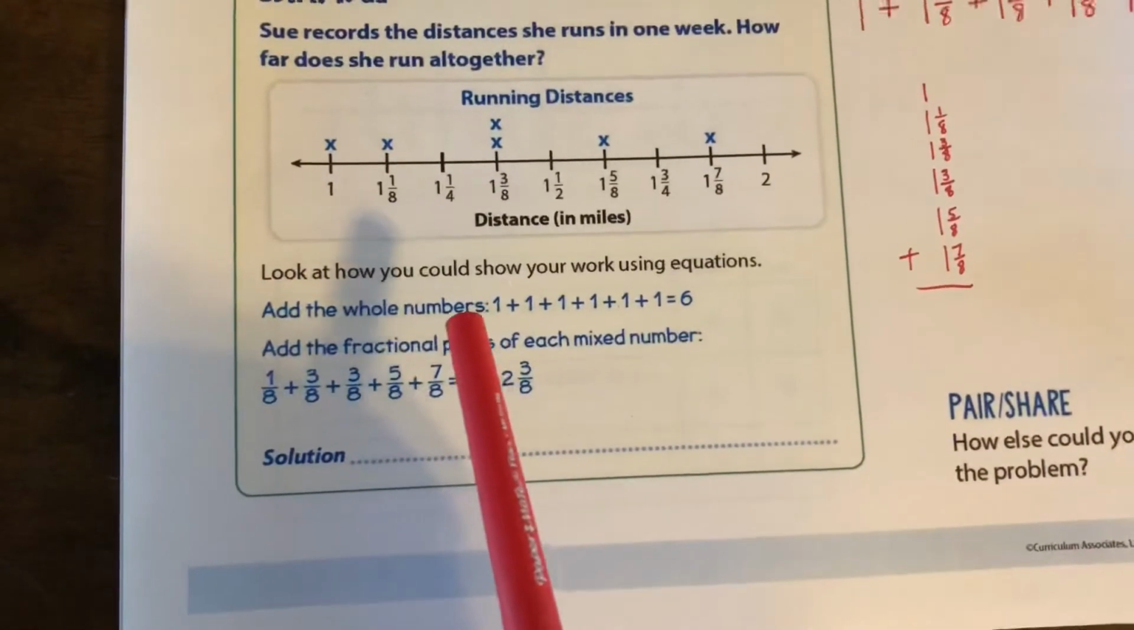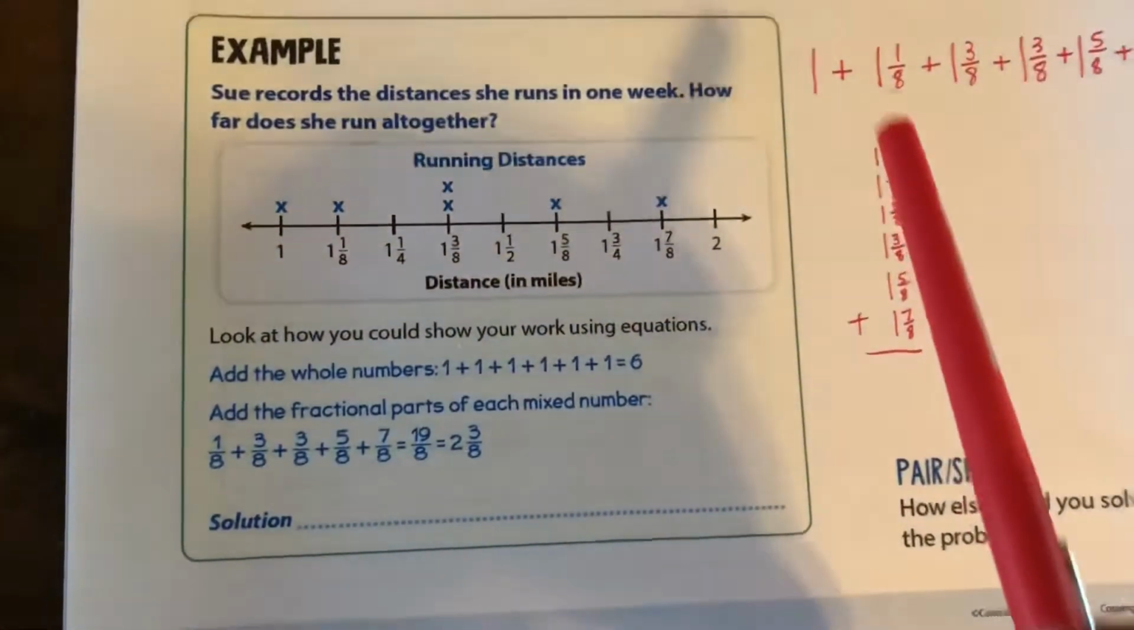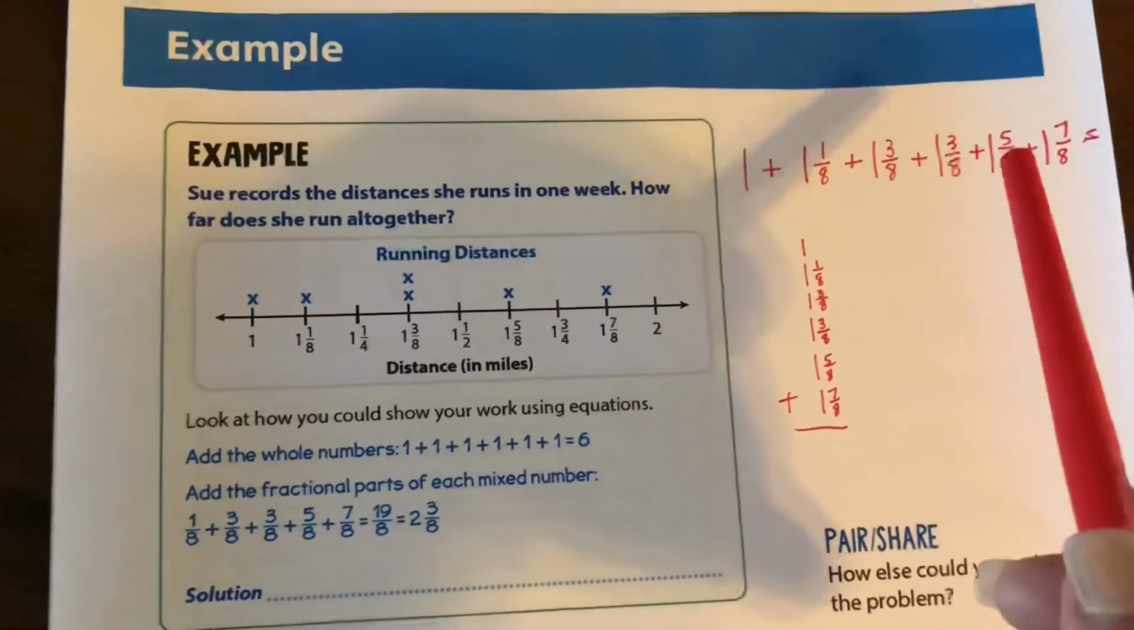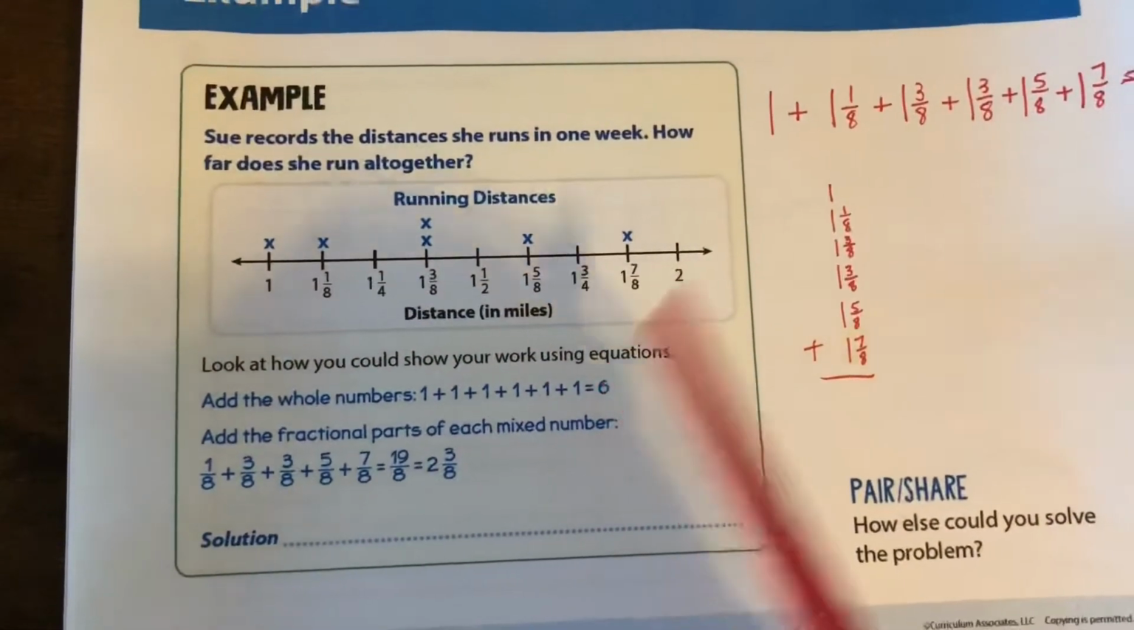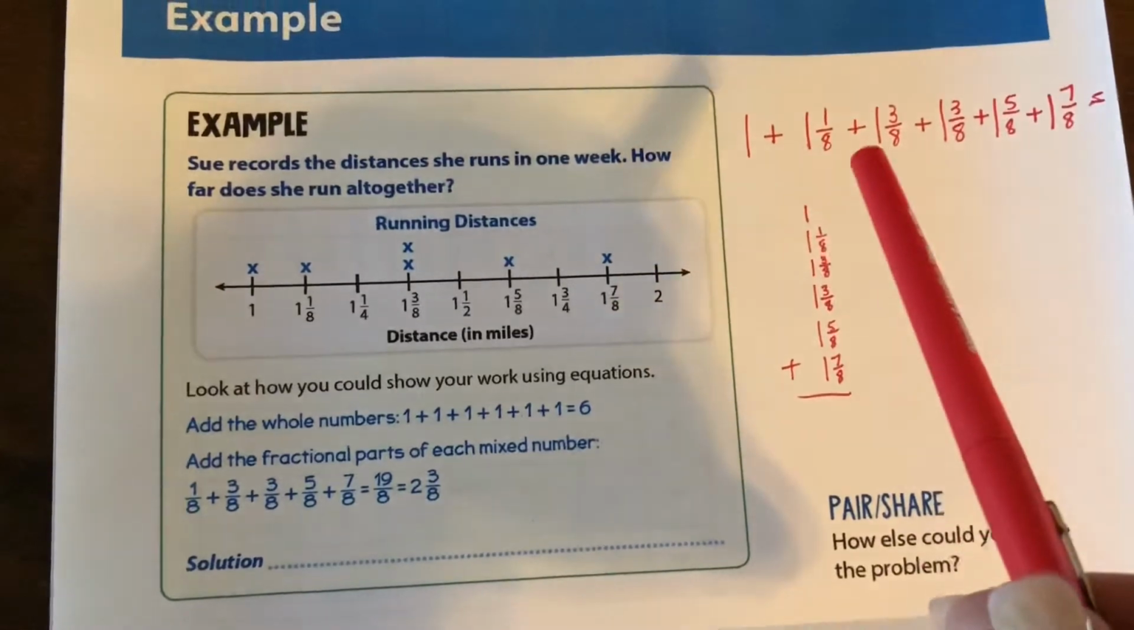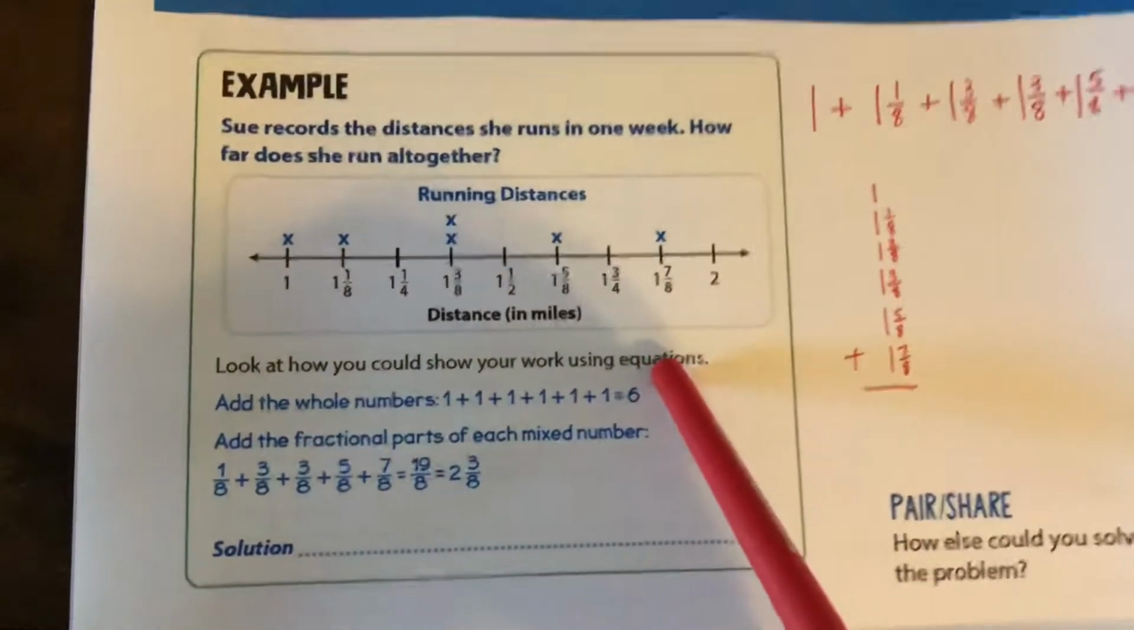Add the whole numbers first. Okay, that's not bad. 1, 1, 1, 1, 1, 1. Add those all up. I'm sorry, I guess I didn't count right. 1, 2, 3, 4, 5, 6. Yes, that adds up to 6.